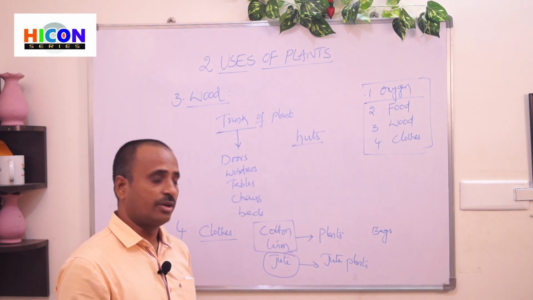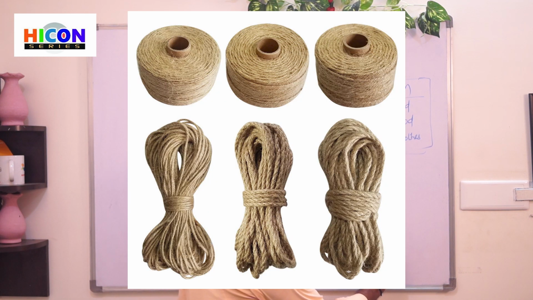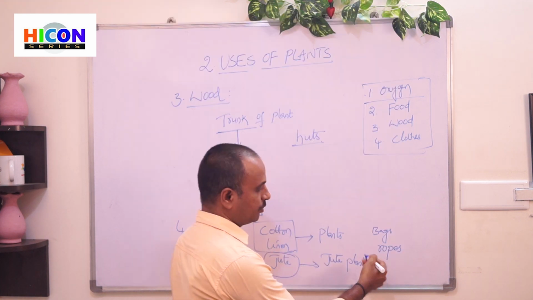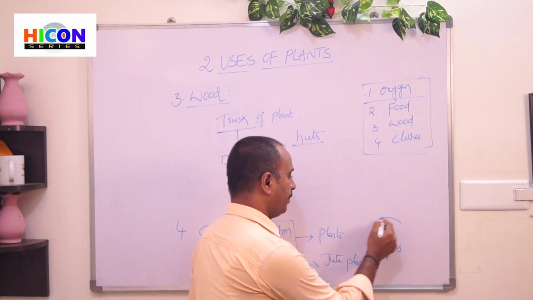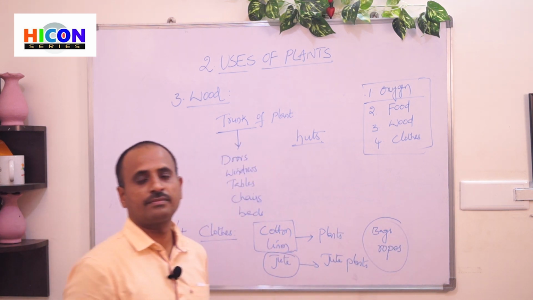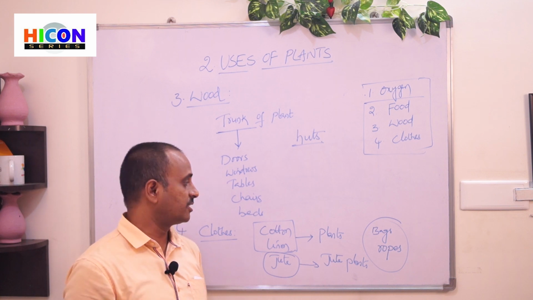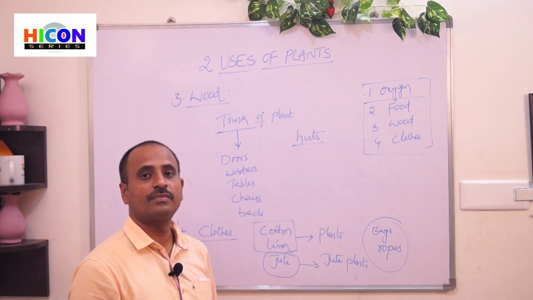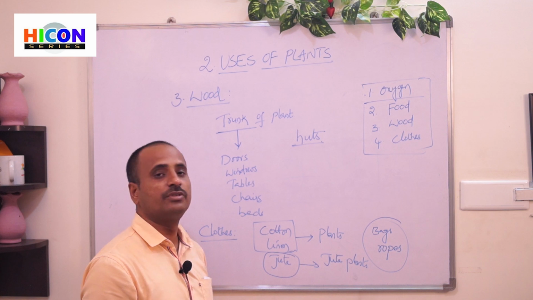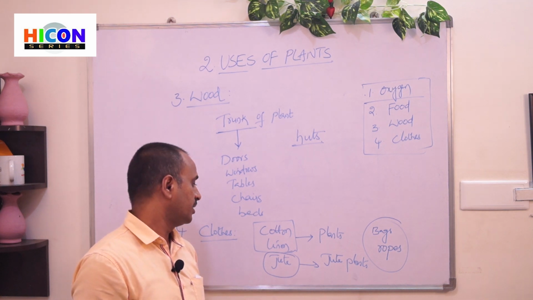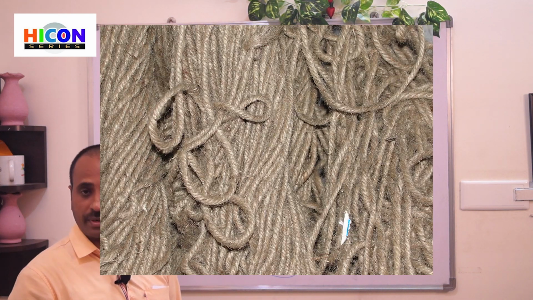In the same way, different types of bag items are made of jute. Bags, ropes, and some carry bags are all made of jute. Generally the paddy bags, the rice bags, are made of jute, and ropes are made of jute, and these ropes are useful in our houses for different purposes.